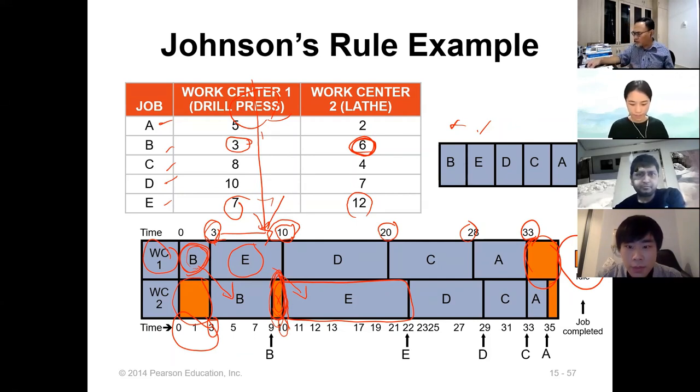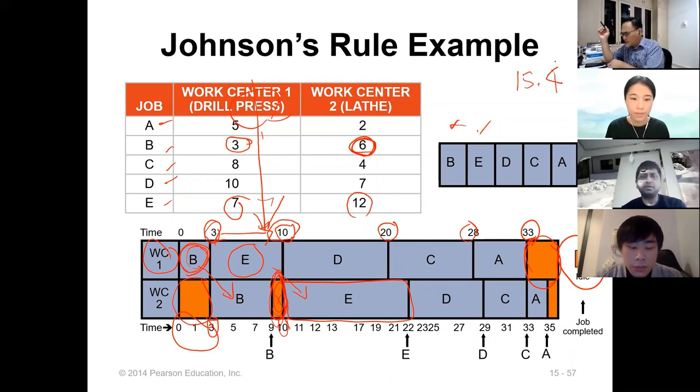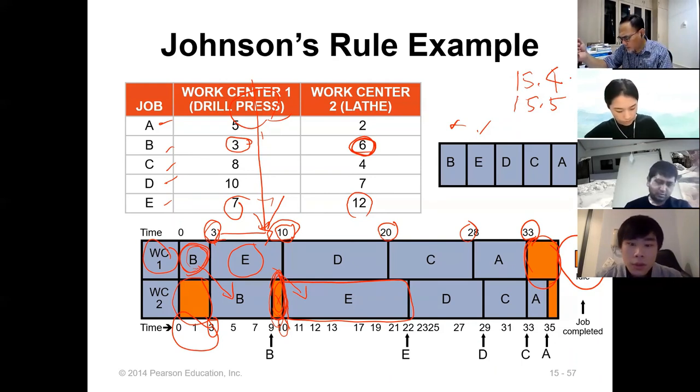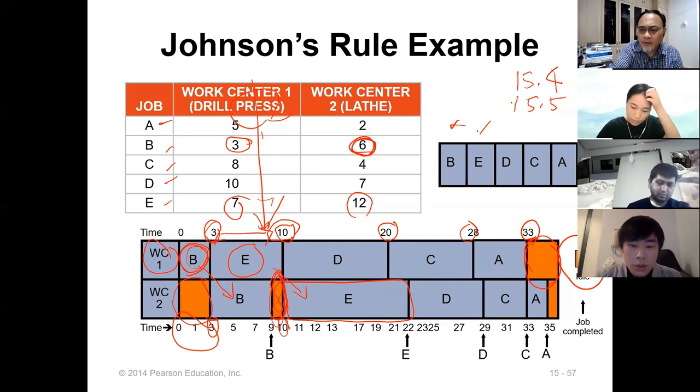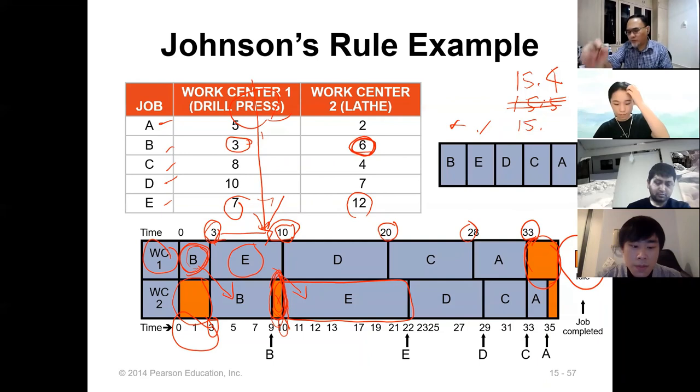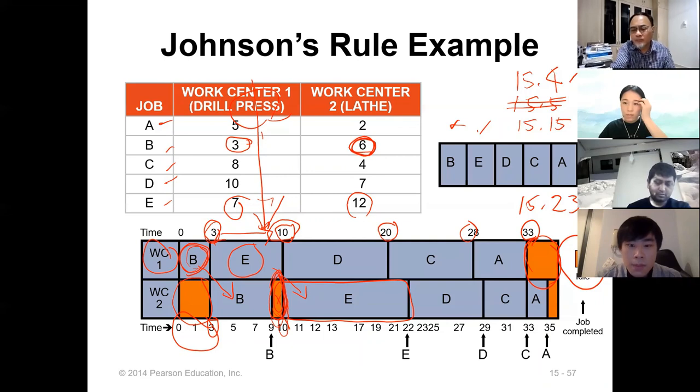So if you can go and do some exercise, I want you to try out 15.5, three questions. If you don't do this, you won't be able to apply and actually see it. 15.5, 15.15, and also 15.23. Okay, so these three questions: this is on the assignment problem, this is on four priority rules, this is Johnson's rule.